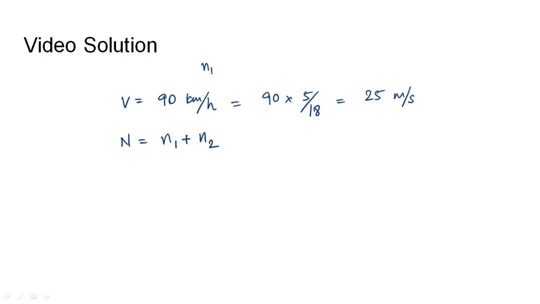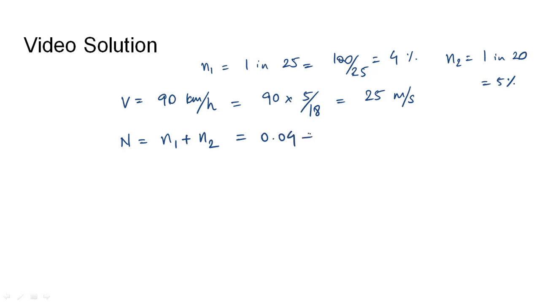In this case, the value of V is mentioned as 90 km per hour. Converting this to meters per second by operating it with 5 by 18, the value would turn out to be 25 meter per second. The value of N can be found out by adding the two gradients N1 plus N2. N1 is mentioned as 1 in 25, which would be 100 over 25, that is 4%. Similarly, N2 would be 1 in 20, that would become 5%. So adding these two values, it would become 0.04 plus 0.05, that is 0.09.